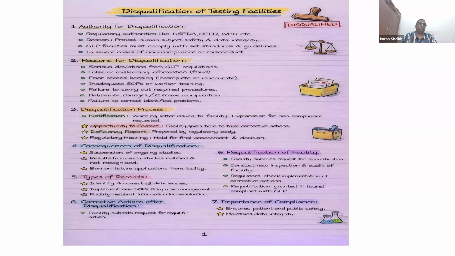Now, corrective action after disqualification. The facility has to submit the request for requalification. The last thing is the importance of compliance. So why are we doing this? For ensuring patient and public safety and maintaining data integrity. So this is the disqualification of the testing facility.